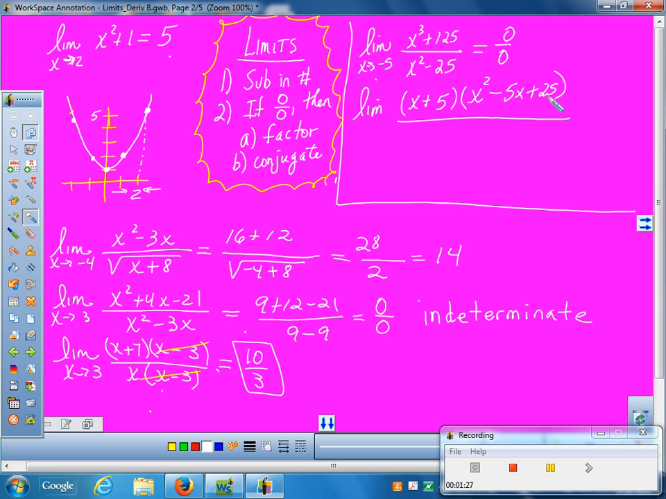Okay, now, the bottom one you learned in Algebra 1. How do you factor perfect squares? Thank you, Colin. X plus 5 and x minus 5. And golly gee, look. The x plus 5 cancel. It's magic.